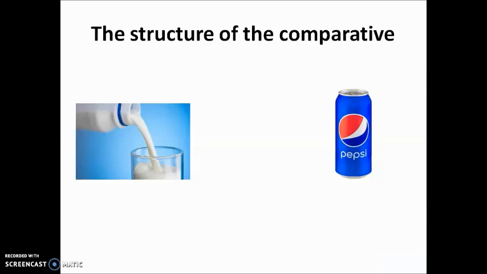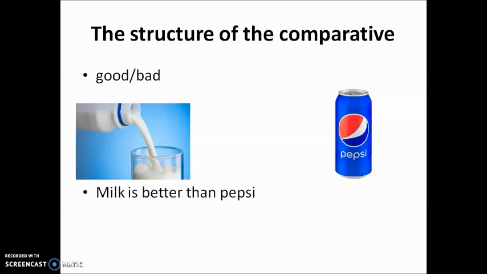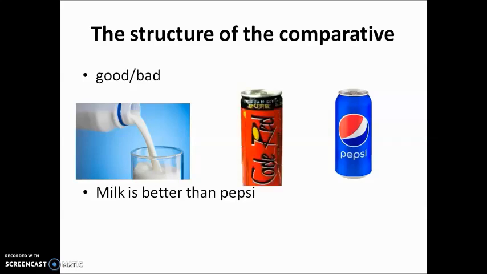Look at these 2 pictures. We've got milk and Pepsi. We want to use one of these 2 adjectives in the comparative or the superlative. As we are comparing between 2 pictures, we use the comparative. Here we can say milk is better than Pepsi. Now we want to add another picture. Now we've got 3 pictures. Here we use the superlative, and we can say milk is the best drink of all.